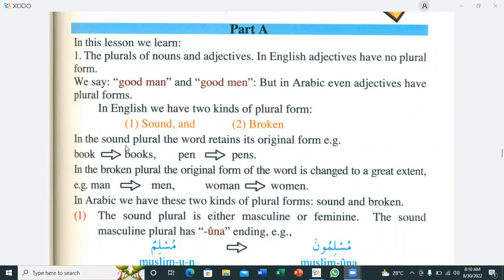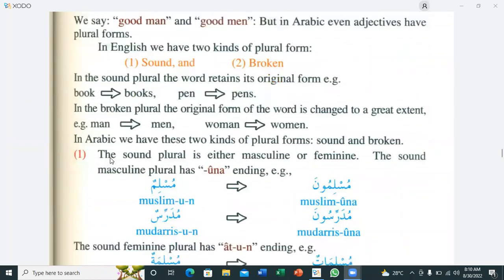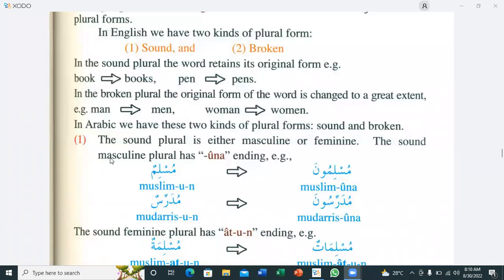In the sound plural, the word retains its original form, e.g. book to books, and pen to pens. In the broken plural, the original form of the word is changed to a great extent. For example, man with A, and in the plural form, men with E, and woman with A in the singular form, and in plural form, women with E.